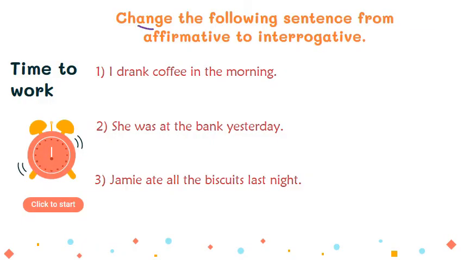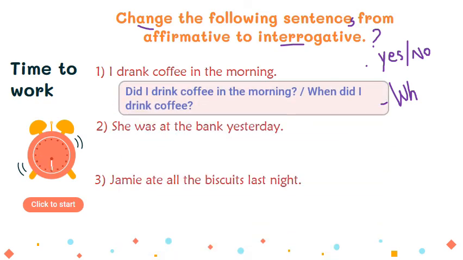Let's do some exercises. Change the following sentences from affirmative to interrogative, to questions. Okay, now as we said, we have yes or no questions. If I have yes or no questions, I use did, and then I have the WH questions, WH words. Number one, I drank coffee in the morning. I can use yes or no, I can use the WH. For example, I can say, did I drink coffee in the morning? The answer will be yes or no. When did I drink coffee? The answer will be in the morning.